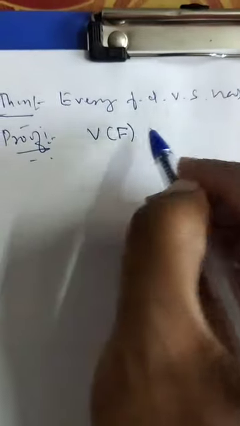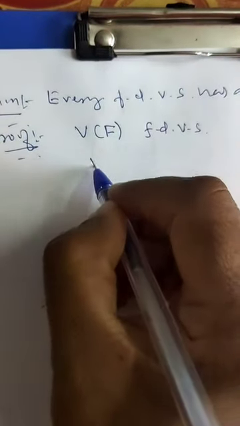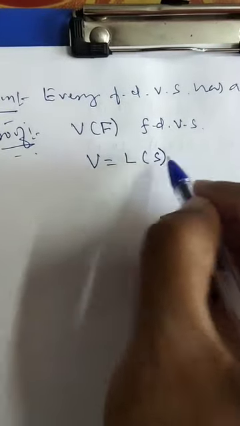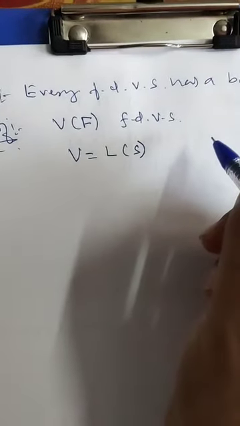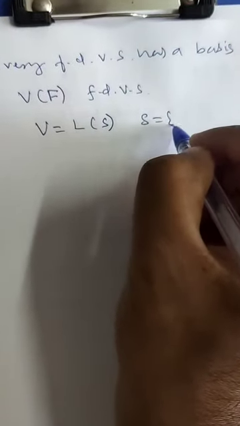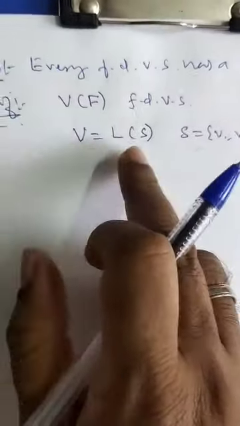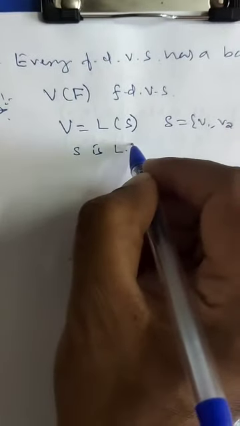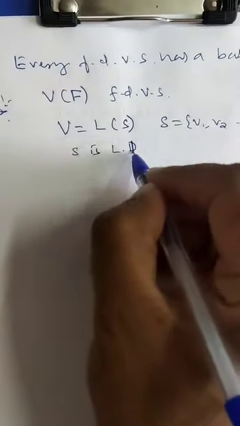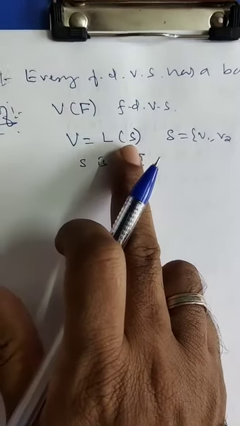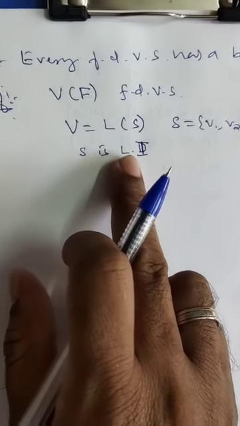Proof. Suppose V is a finite dimensional vector space. Then by definition of a finite dimensional vector space, V is generated by some finite set. So S is a finite set here. S contains say V1, V2, etc. Vn. So V is generated by the finite set. Now if S is linearly independent, then S itself forms a basis of V.